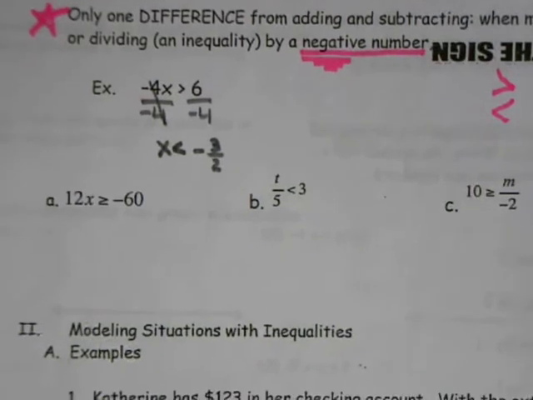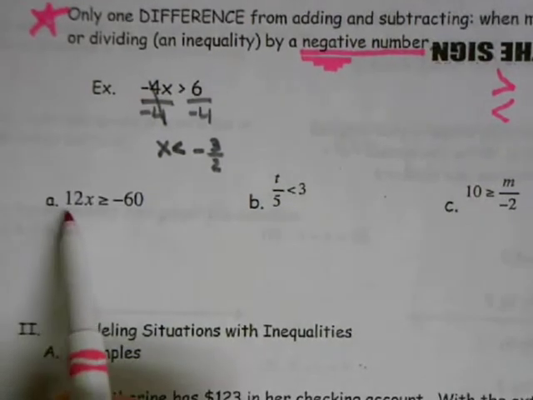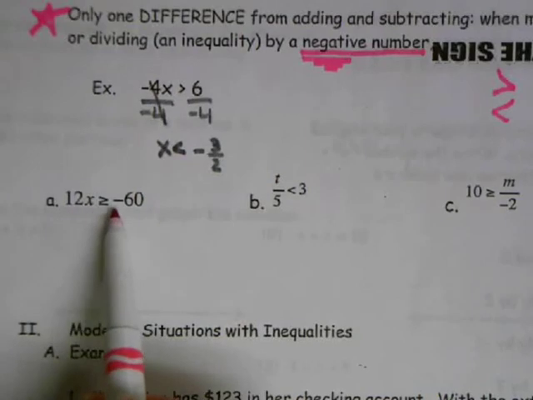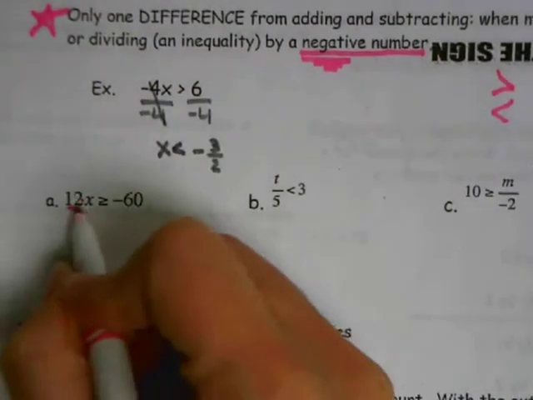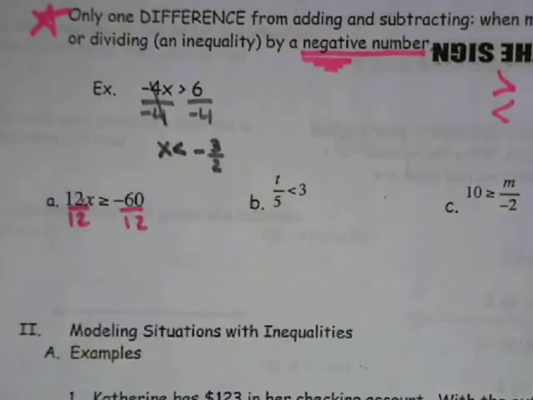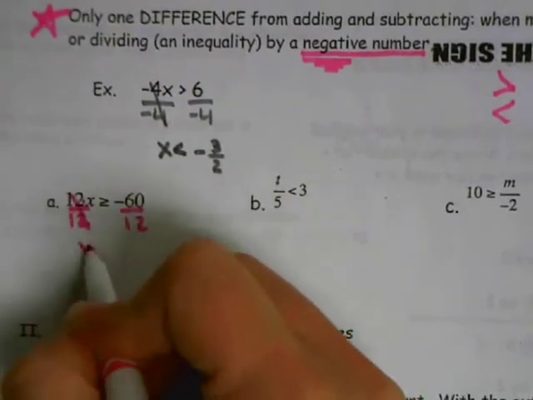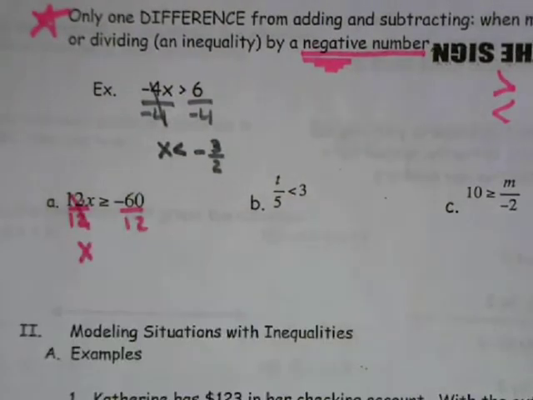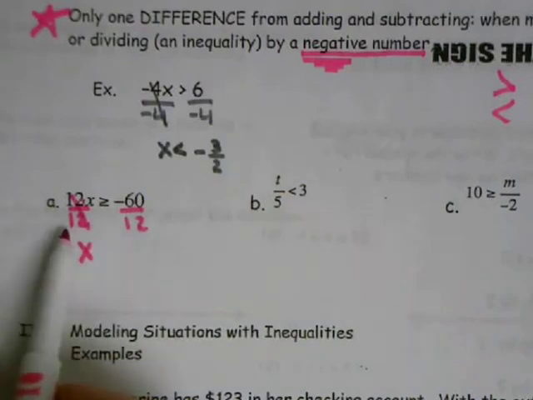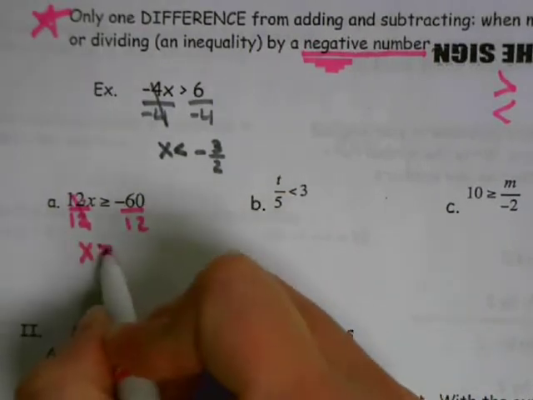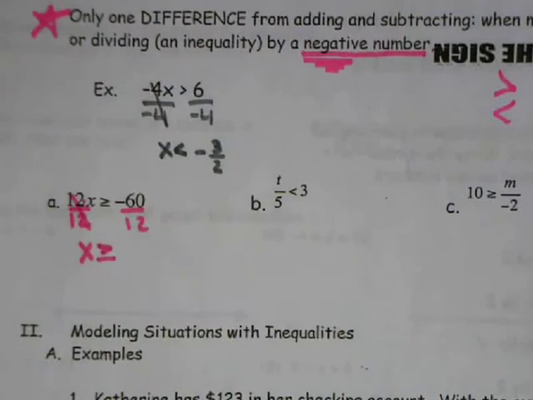Let's see if you can catch when we will. Let's look at A. 12x is greater than or equal to negative 60. Okay, how do we get rid of 12 times x? Divide both sides by 12, right? And we get x. Now ask yourself, do you have to flip the sign here? Are you dividing by a negative? No, that was just a positive 12, so guess what? You leave it the way it is.